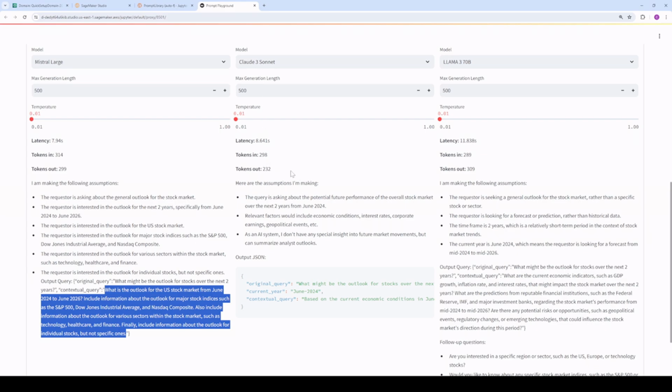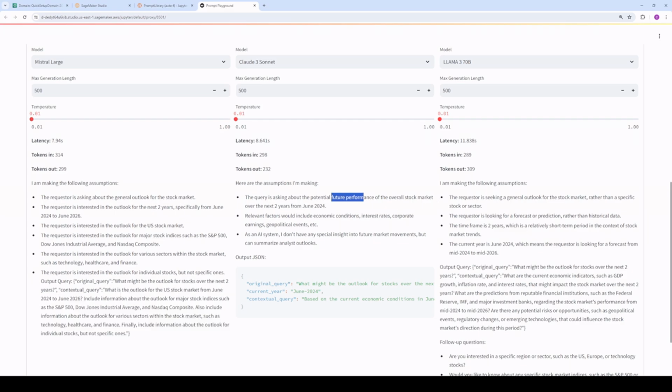Let's try out Sonnet. So the query is asking about potential future performance, overall stock market in the next 2 years. That's great. Relevant factors, economic conditions, interest rates. Okay, so there's a bit of additional information sort of outside the stock market. I like that. And then, as an AI system, I don't have specific insight into the future markets. Okay, that's great, and I'm not asking you to necessarily.